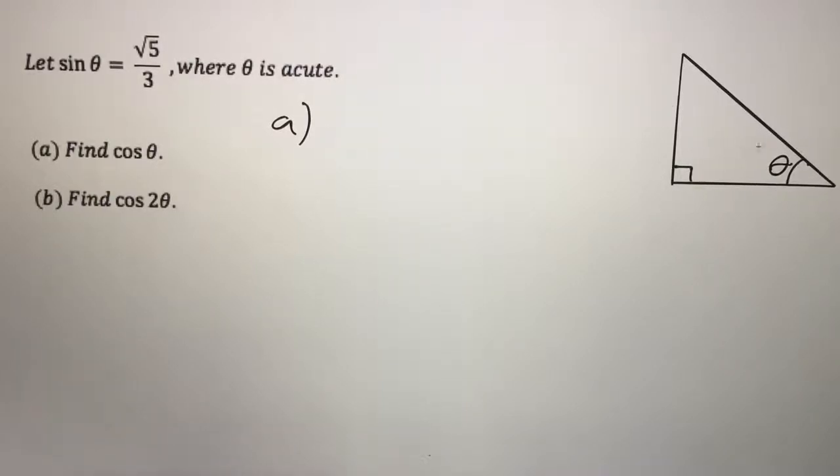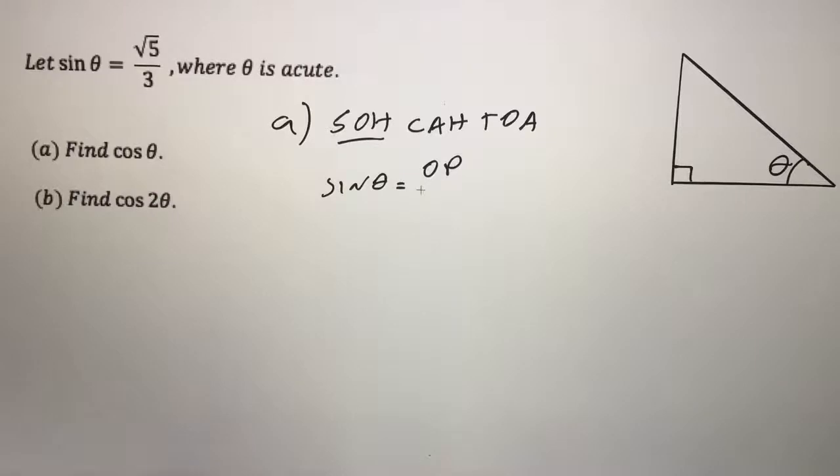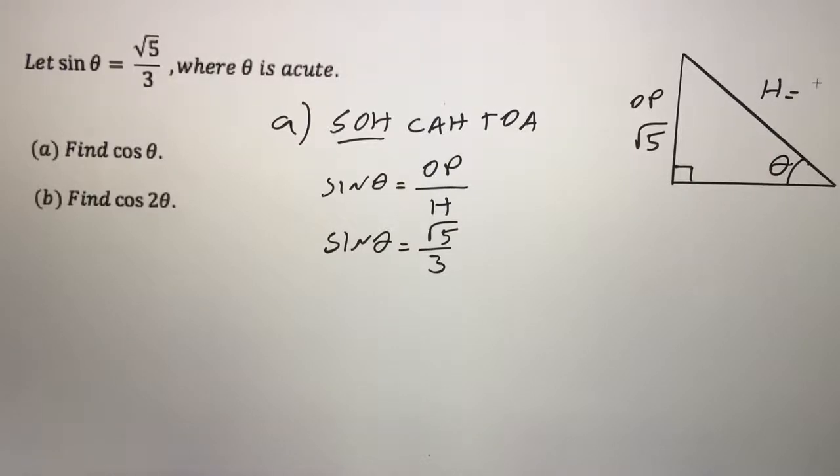But instead of doing that, we can use a right angle triangle, right? So I know SOHCAHTOA gives us that sine of an angle, I'm going to call it sine of theta, is the opposite over the hypotenuse. But he's saying that sine of theta equals square root of 5 over 3. So that would make the opposite square root of 5, or a multiple of that, and the hypotenuse 3, or a multiple of that.